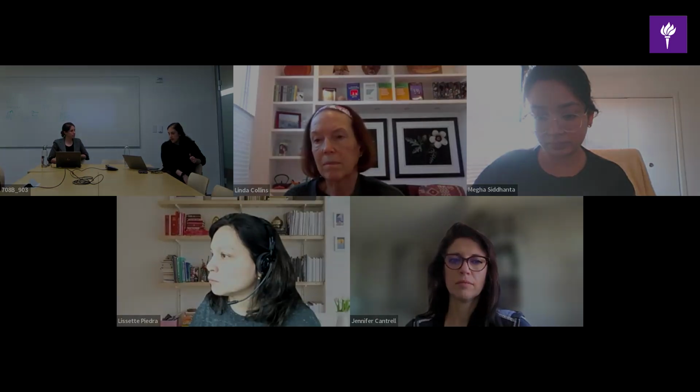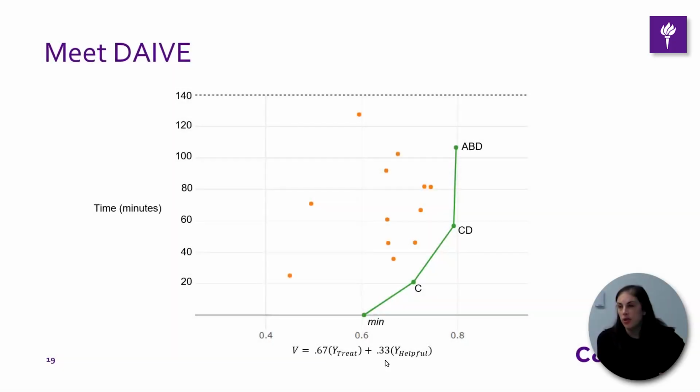So is a different answer to what you just said that the value function at the bottom is not the only way? Correct. That value function is one of very, very many that could be used to combine the 2 outcomes or 3 outcomes or however many they are, just not 13 probably, to get at the metric of value.